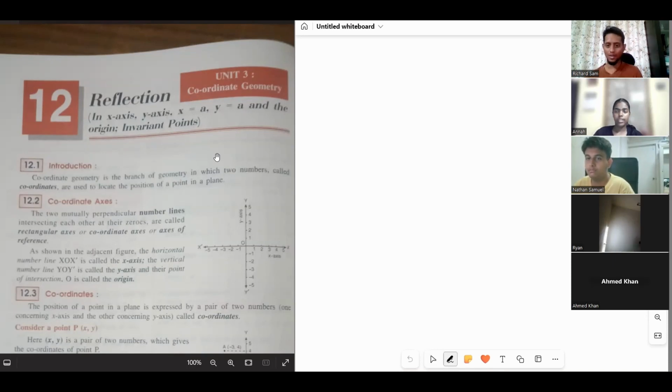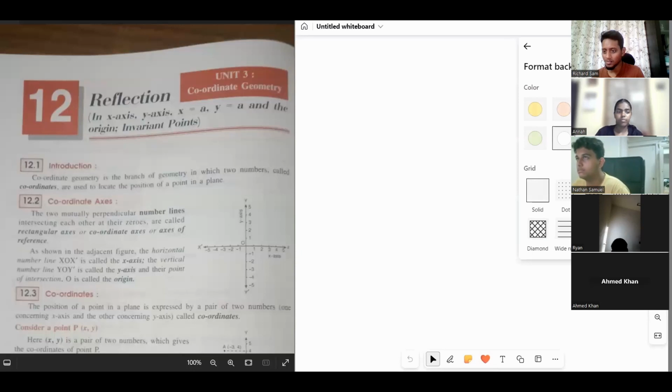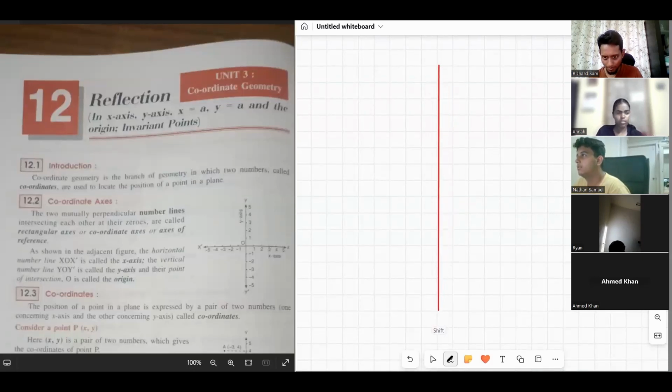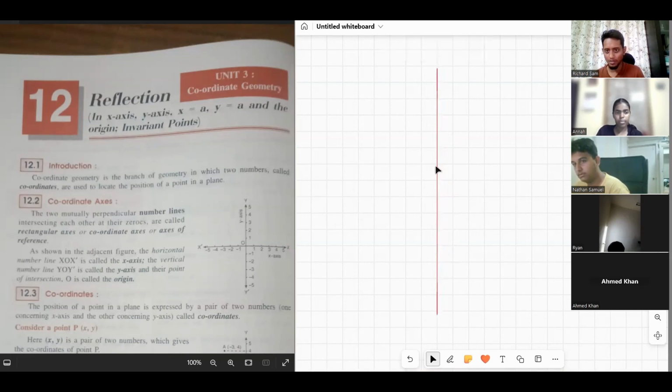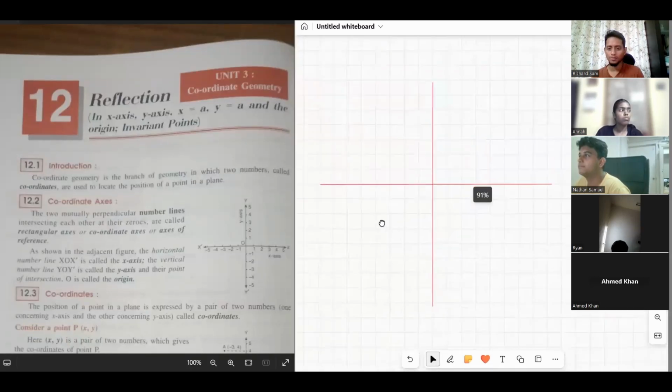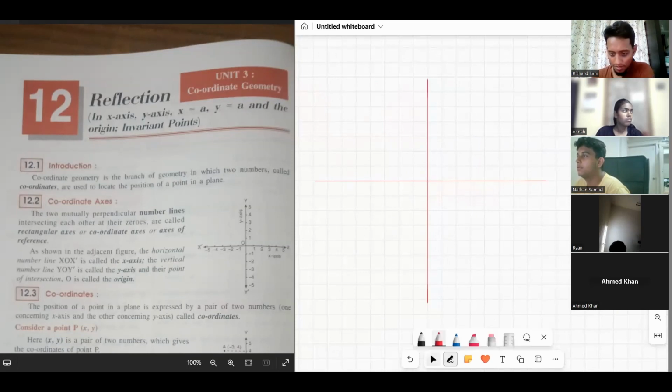Now if you look at a graph, you have two lines. What are those two lines called? The x-axis and the y-axis. Yeah. So let me draw. Here I'll draw the x-axis. Okay, so let's mark some points on this graph.